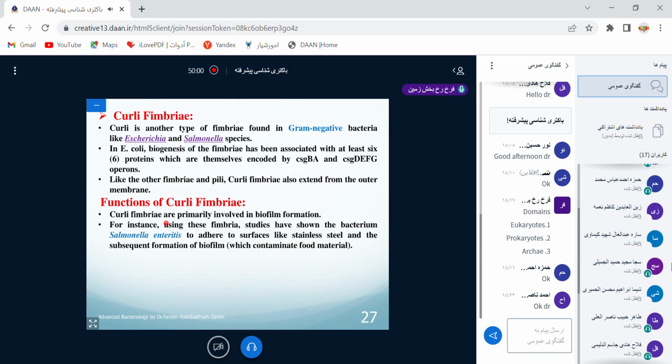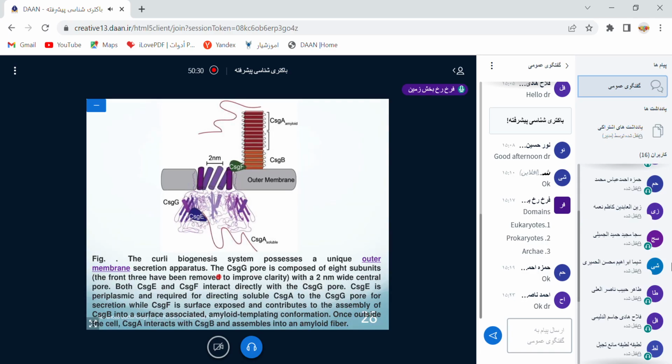Functions: curli fimbria are primarily involved in biofilm formation. For instance, using this fimbria, studies have shown the bacterium Salmonella enteritidis to adhere to surfaces like stainless steel, and the subsequent formation of biofilm contaminates food material. Here you can see the curli biogenesis system of this type of fimbria.